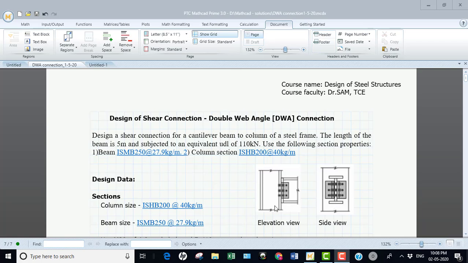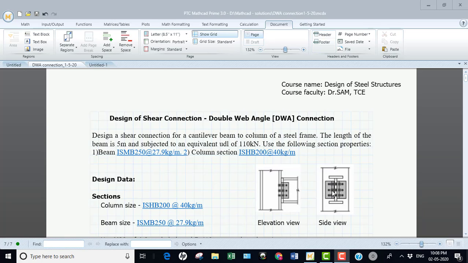The design principle says that there are two groups of bolts used to connect the beam to the column. One group of bolts connects the beam to the cleat angle. This group of bolts is subjected to in-plane rotation. I hope in your previous course you have studied a bracket subjected to in-plane rotation and out-of-plane rotation. The same principles are going to be used in the design of double web angle connection. So this group is subjected to in-plane rotation.